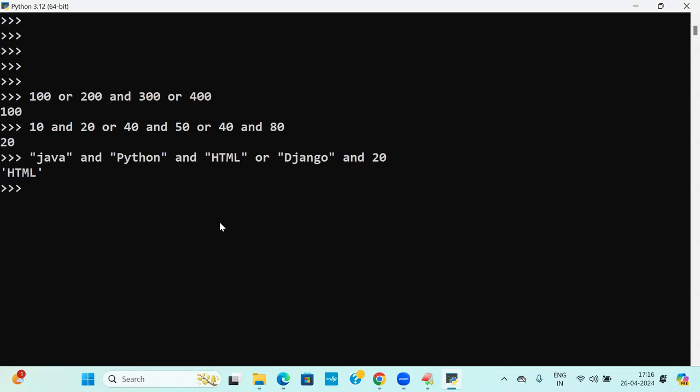So come, last and final question. 0 and 20, then or minus 123 and 0 and Python and or true. What is the answer?